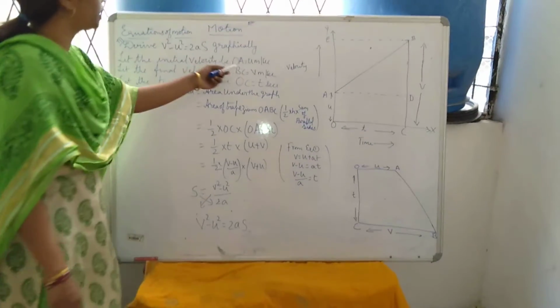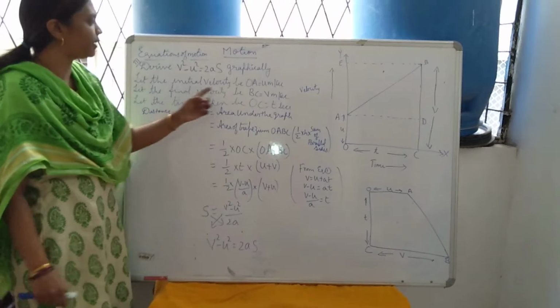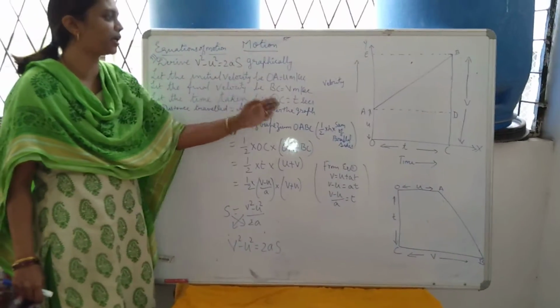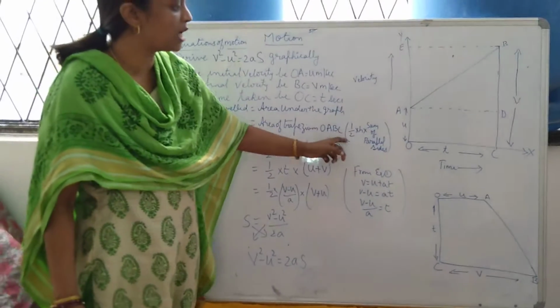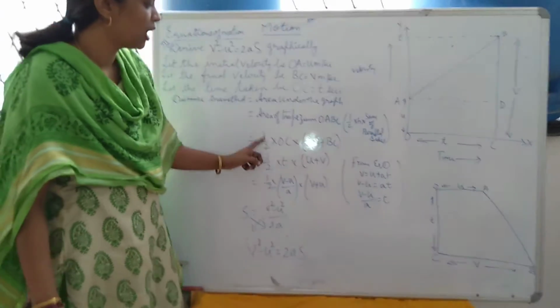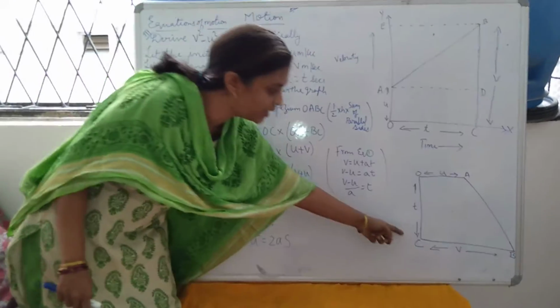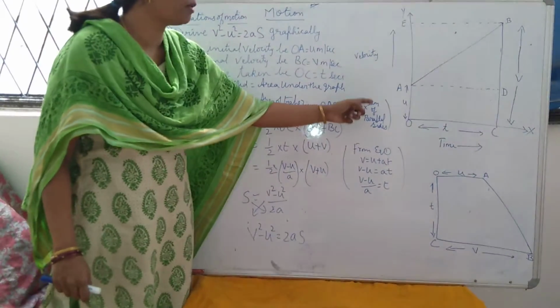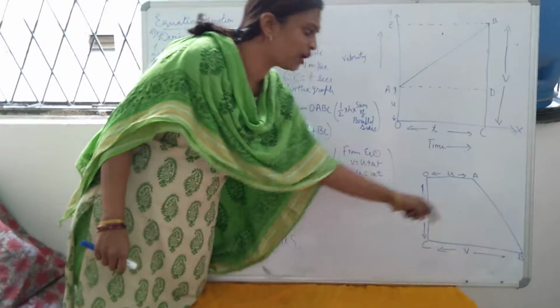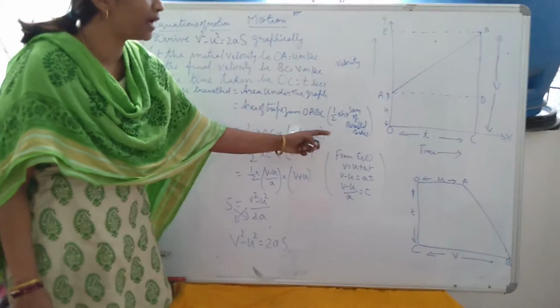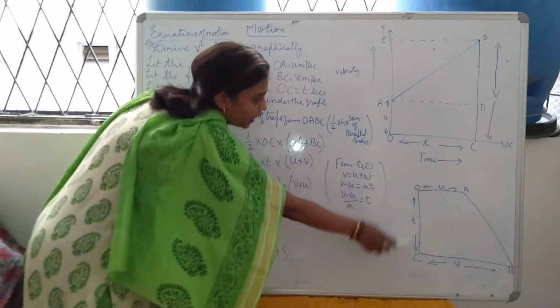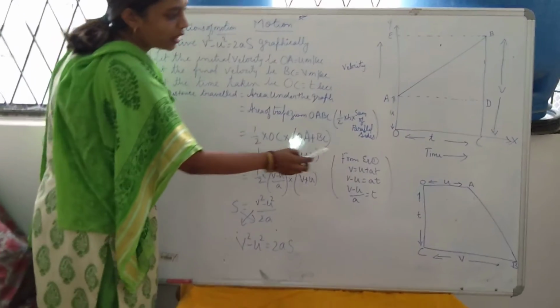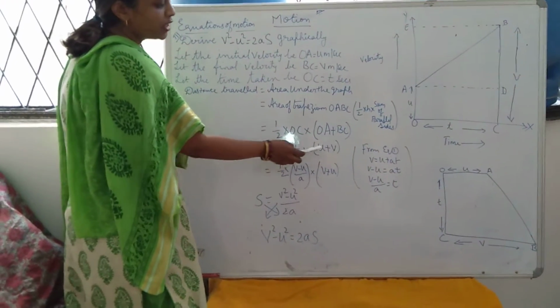Now let us see. Let the initial velocity OA be equal to u meter per second, final velocity BC is equal to v meter per second and time taken OC is equal to t seconds. Now area under the graph, that is area of the trapezium, is half into height into sum of the parallel sides. What is the height here? OC into sum of the parallel sides. Now OA and BC are parallel to each other, yes or not? So OA plus BC. Now OC is nothing but time taken. Substitute OC as t, OA is u and BC is v. So half t into u plus v.